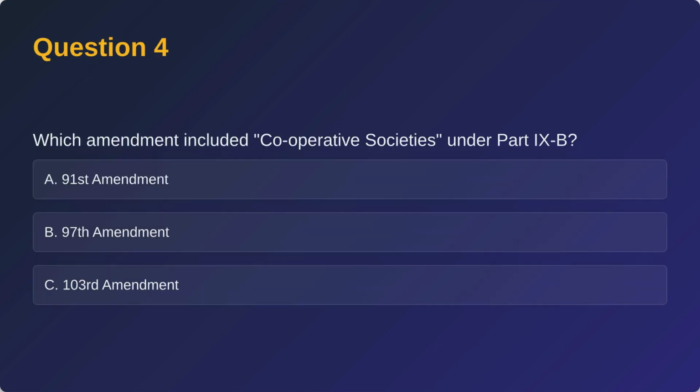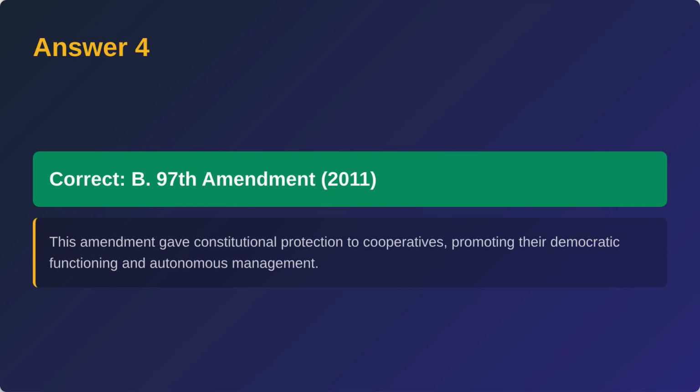Question 4. Which amendment included cooperative societies under Part 9B? Answer 4. The 97th Amendment, 2011. This amendment gave constitutional protection to cooperatives, promoting their democratic functioning and autonomous management.